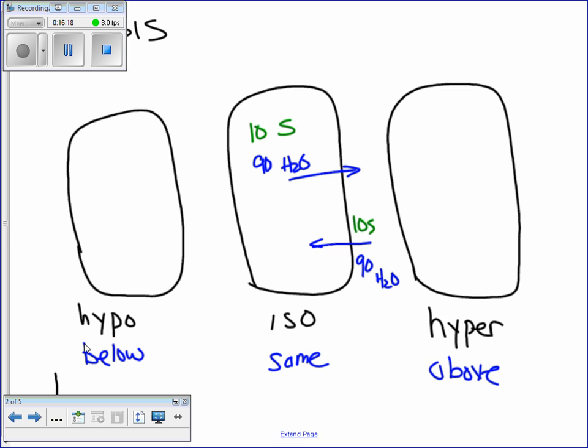Thus, iso, equal. Therefore, what's the net change to the cell? Zero. The cell remains the same. It's unchanged. This is the desirable state for animal cells. Animal cells prefer to be in an isotonic condition. Your body is constantly making adjustments, shifts, and changes to keep you at an isotonic state. That doesn't mean equilibrium. It's keep you in an isotonic state. If you're not in an isotonic state, we say you're out of homeostasis. You need to return homeostasis to the body.